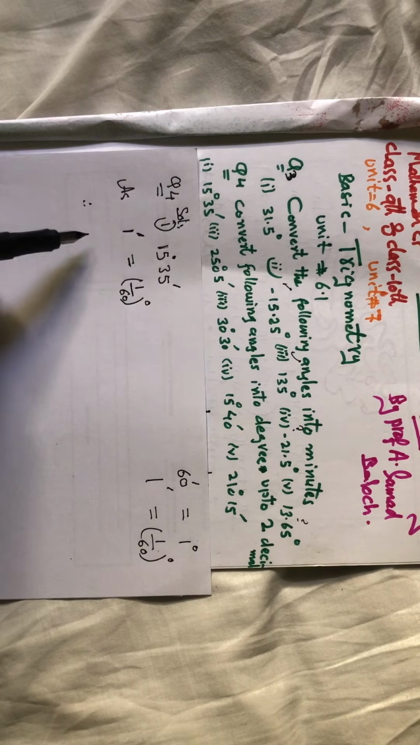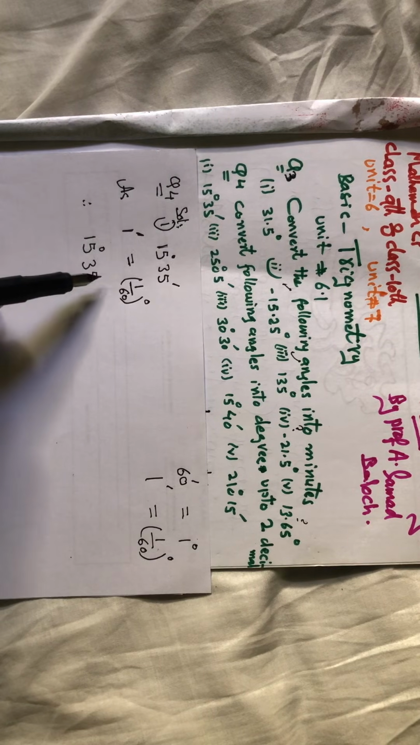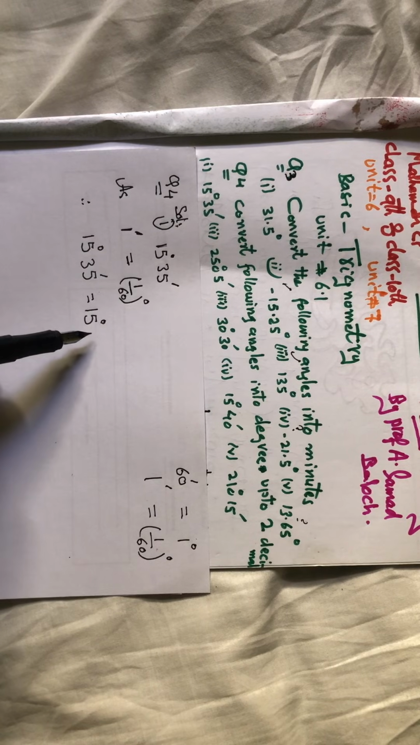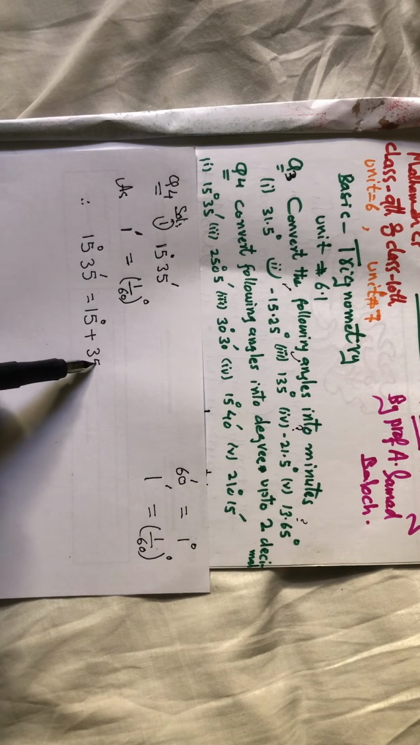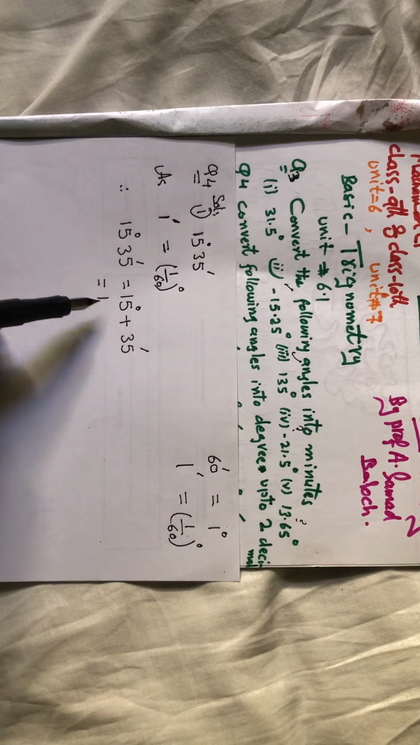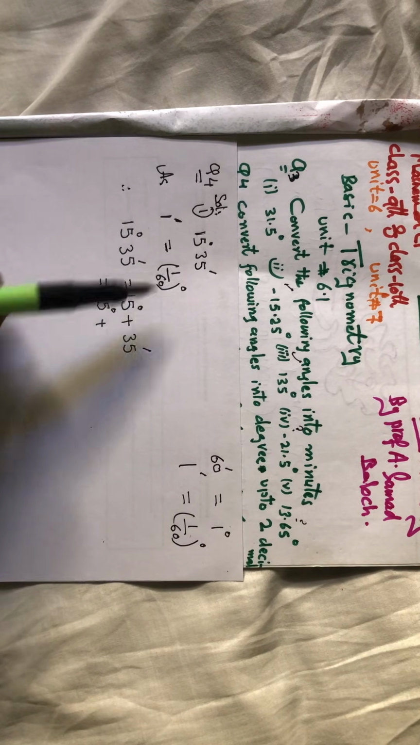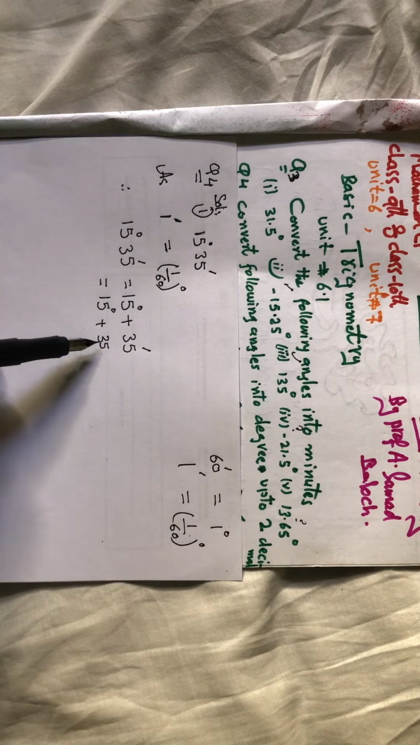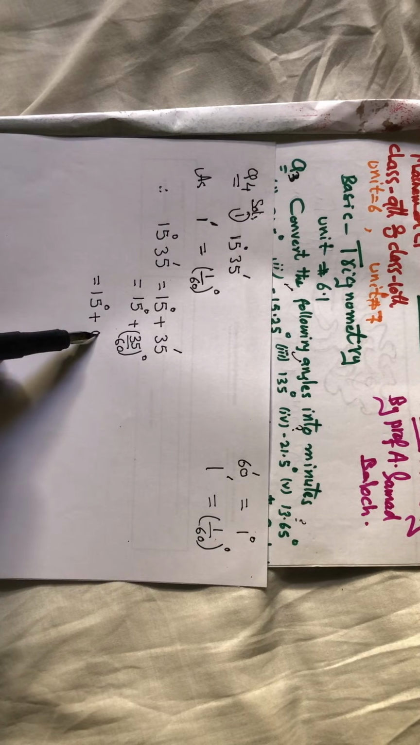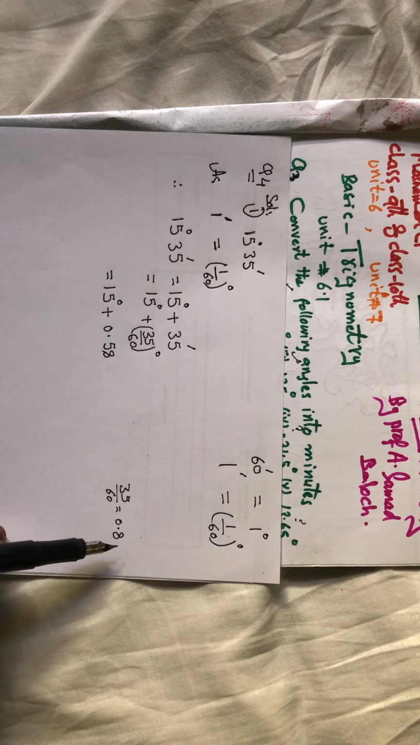Now we can write 15 degrees 35 minutes. First of all we will separate the 35, and in the second step we will divide 35 by 60. Now 15 degrees we will write. After that 35 is showing minutes, so we are converting 35 into degrees. Then the rule is 35 will be divided by 60. As it is divided by 60, we cut the slash and put a degree sign, because now it is in degrees.